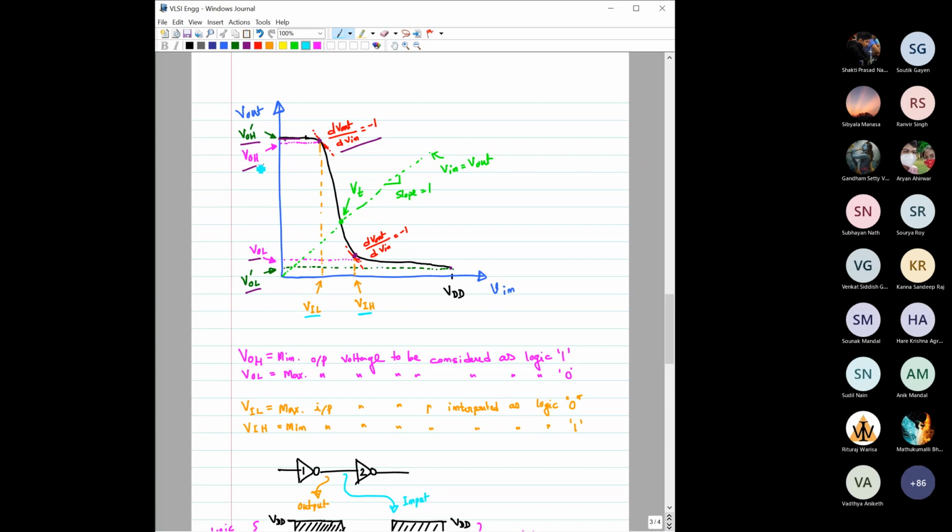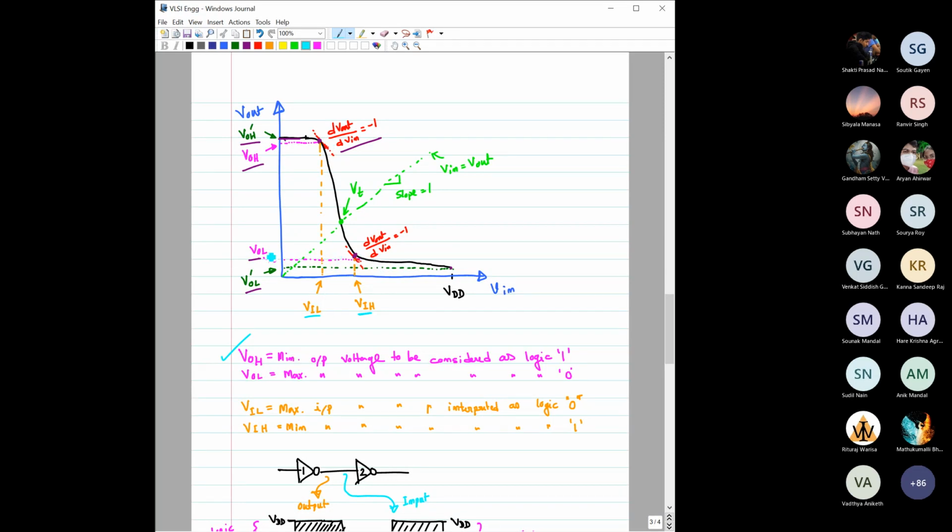Now, let us discuss each and every point one by one. What is this VOH? And what is VIL? As of now, we are defining it in terms of a point. VIL is the input voltage for which the slope of this VTC would be equal to -1.